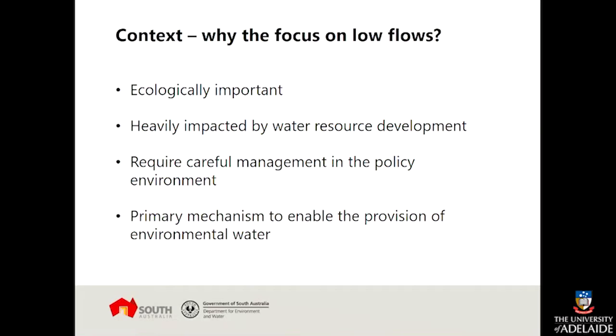The provision of low flows is really important in terms of the way that we can provide water in a planning context as well. Because low flows are very important to ecosystems, they really are the primary mechanism in our water allocation planning processes to provide water to the environment. And we just need to remember that what we're trying to do is find this balance between economic, social and environmental water provision. The focus here is very much on how we provide that environmental water.